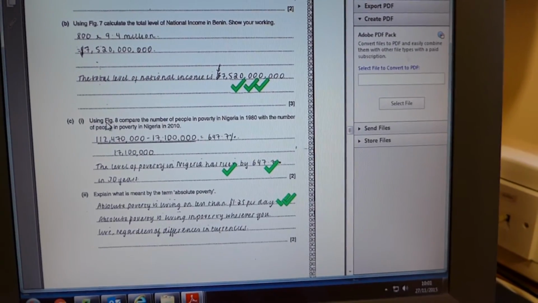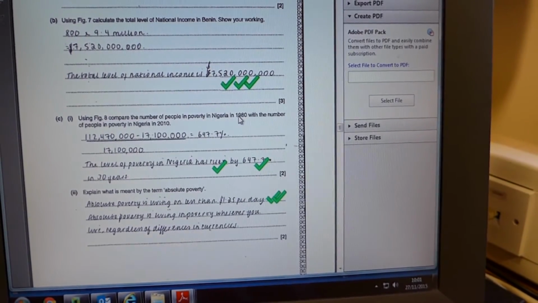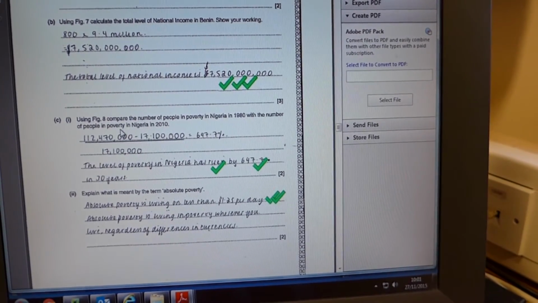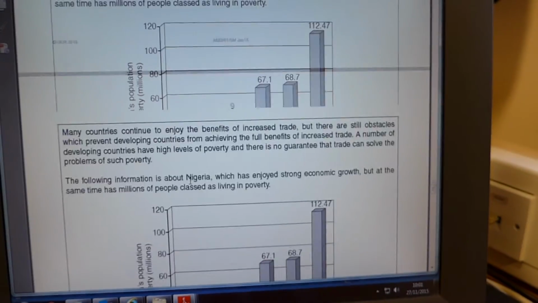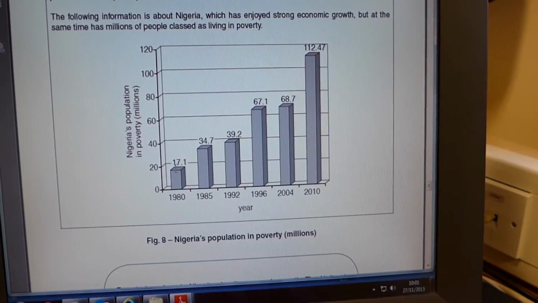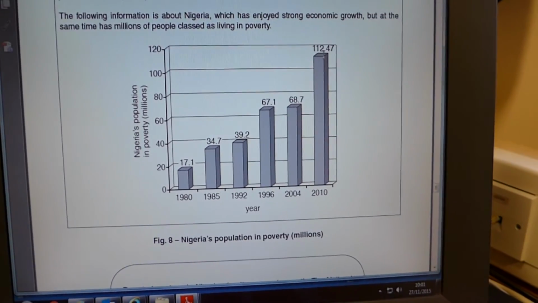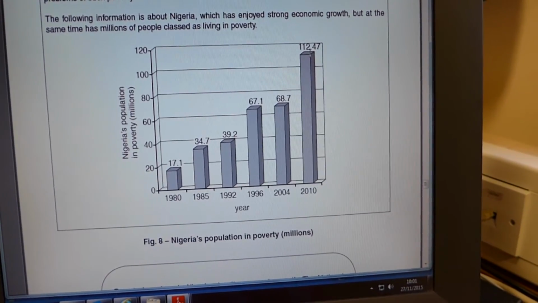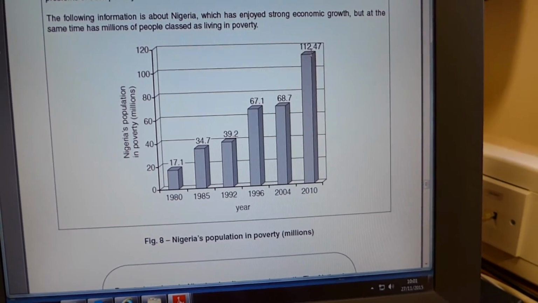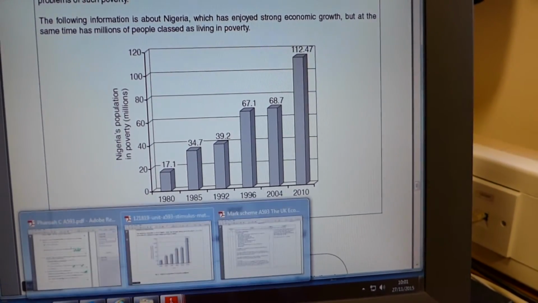Next question. Using figure 8, compare the number of people in poverty in Nigeria in 1980 compared with 2010. Again, it's not sufficient just to read off, in 1980 it was 17.1 million, in 2010 it was 112.47 million. Calculate the difference or calculate the percentage change or something like that if it says compare.